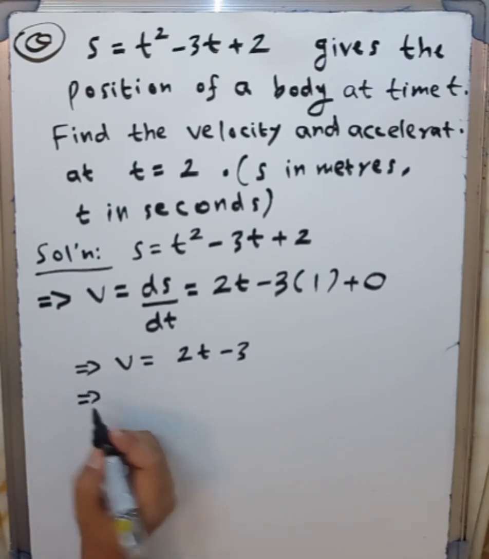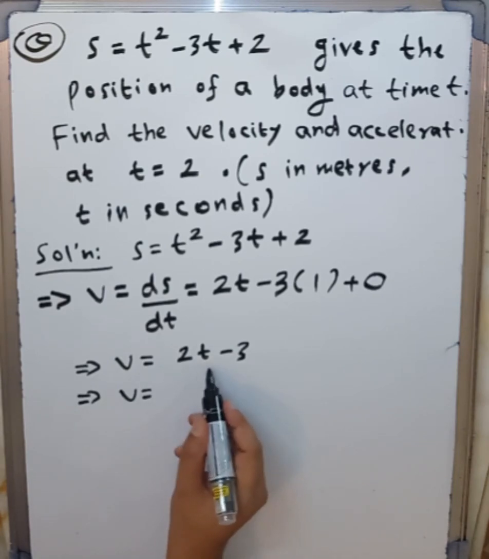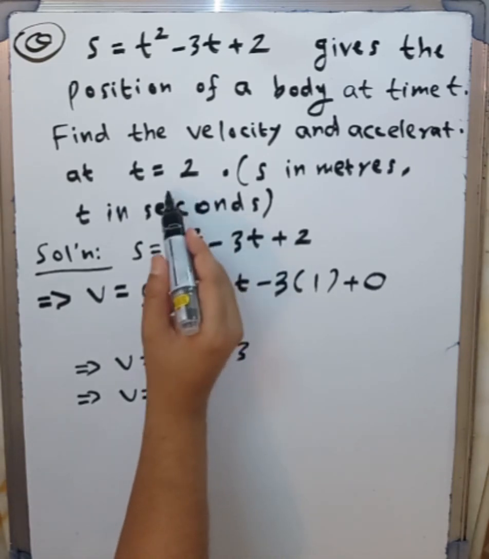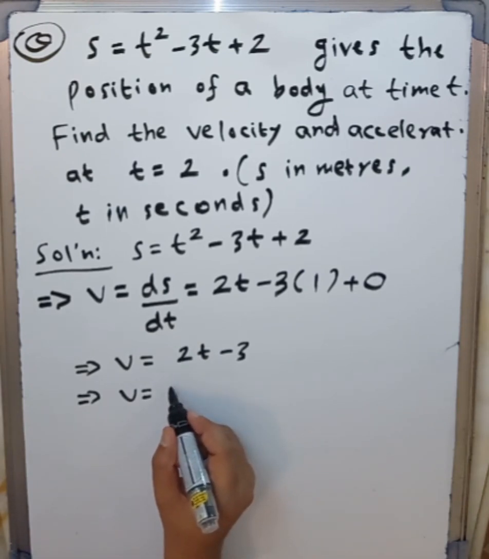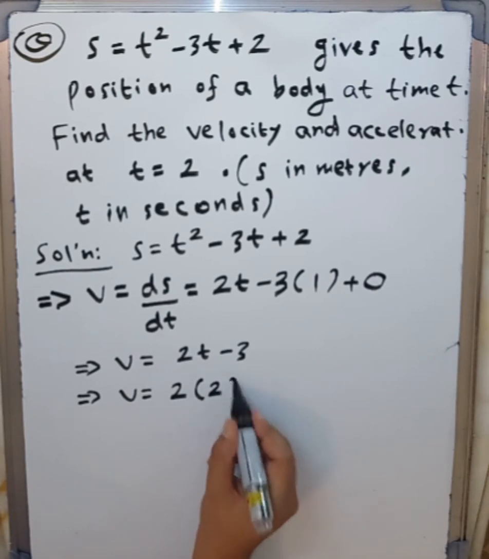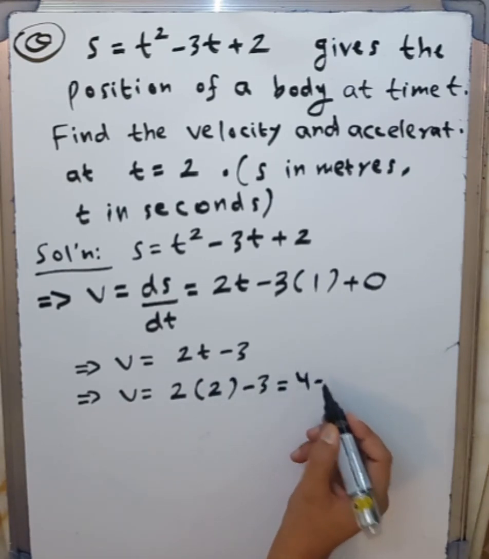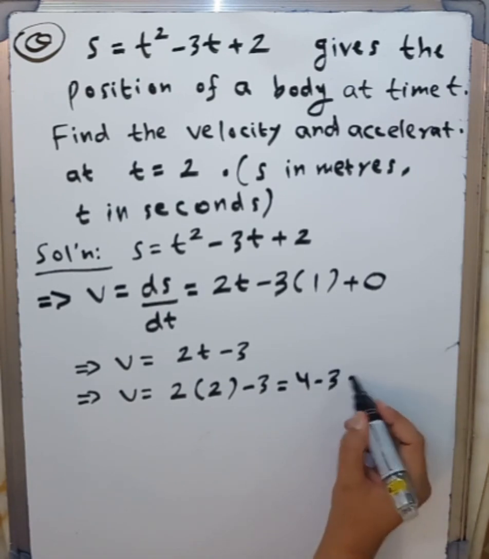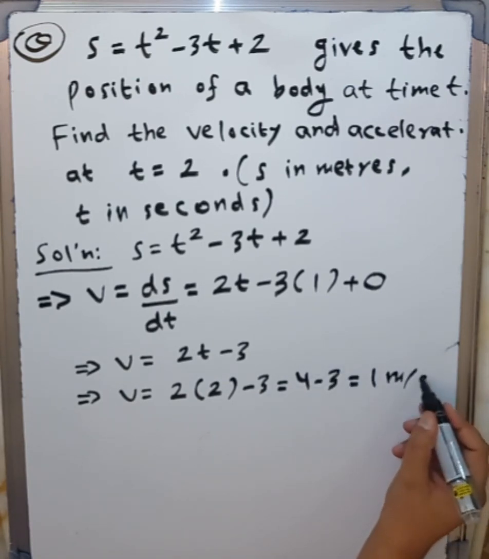and this gives us that velocity will be equal to, now t is given as 2, so we have to find the velocity when t is equal to 2 seconds. So velocity will be equal to 2 and t will be 2 minus 3, that will give us 4 minus 3, and that gives us 1 meter per second.